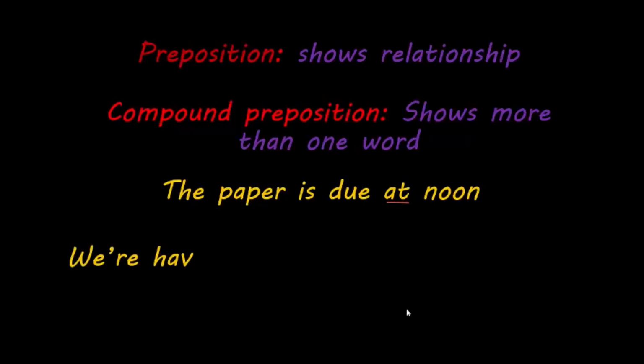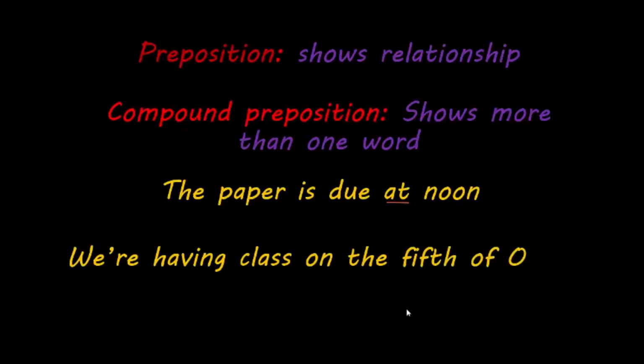Next you have, we're having class on the 5th of October. In this case, on is your preposition. When are you having it? You're having it on the 5th of October.